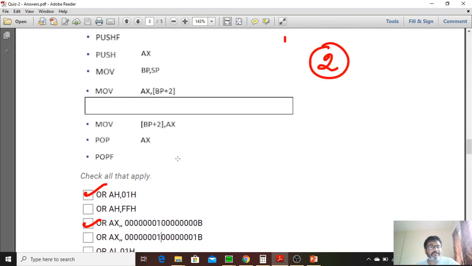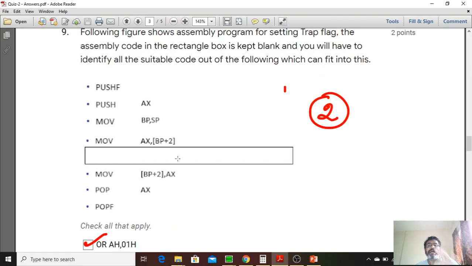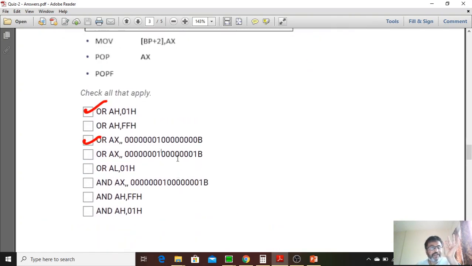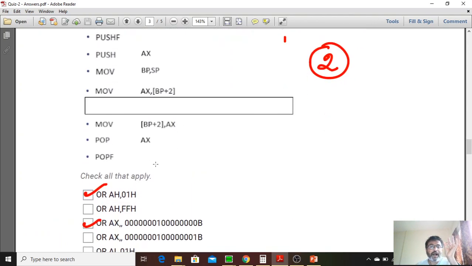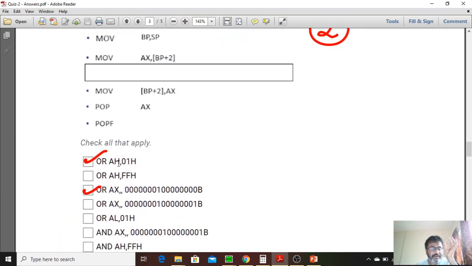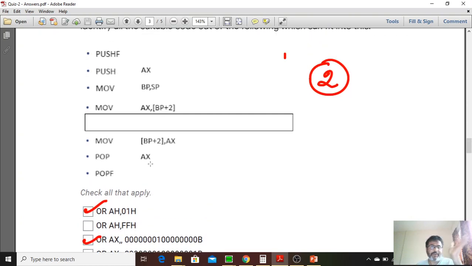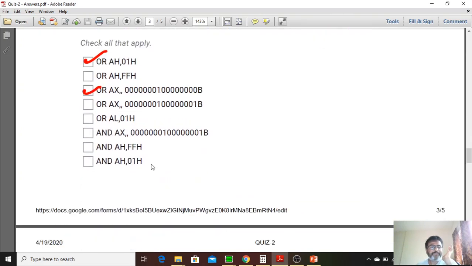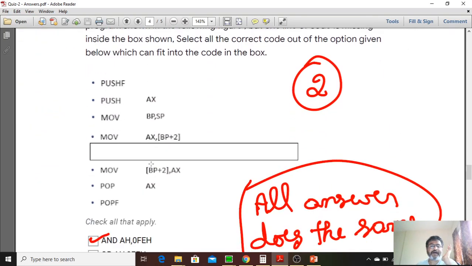Hope you're understanding this. This is to set the trap bit of a flag register, right? So that's why if these two are clicked, then you will get the marks, okay? Otherwise you will not get any partial marks at all. This is an online quiz and it is open book, okay? Okay, let's see the another question.